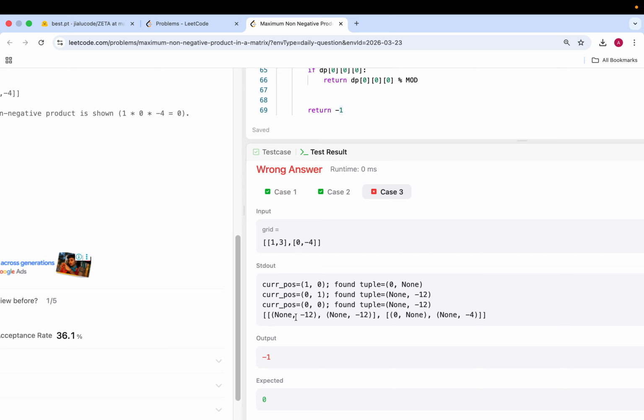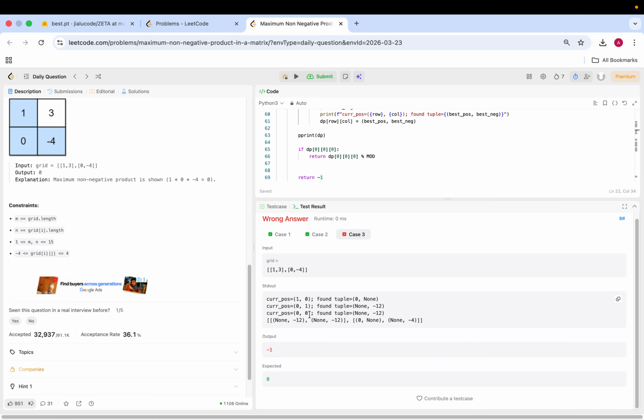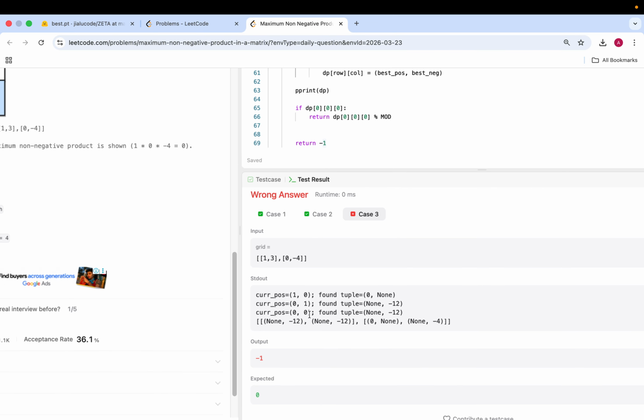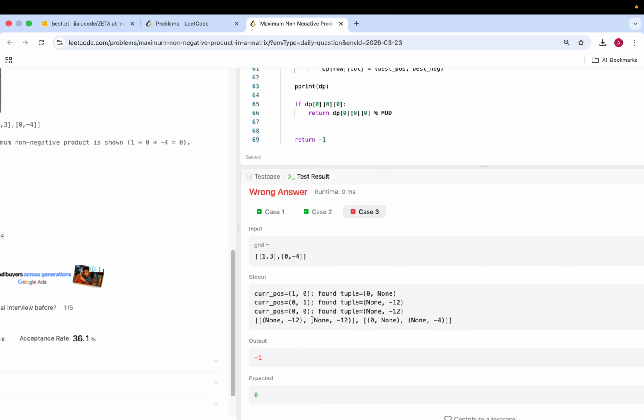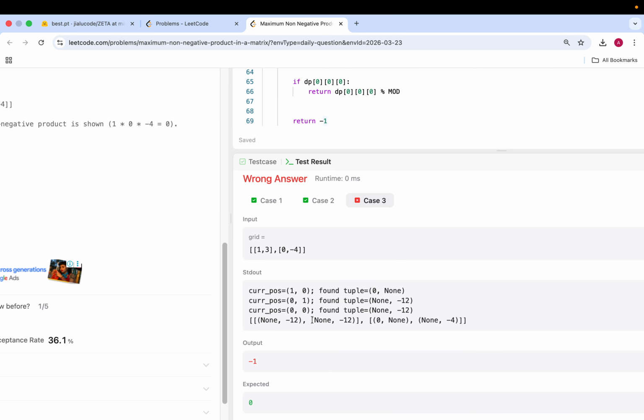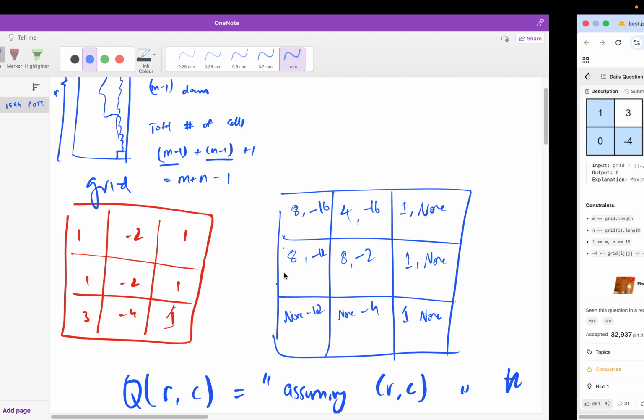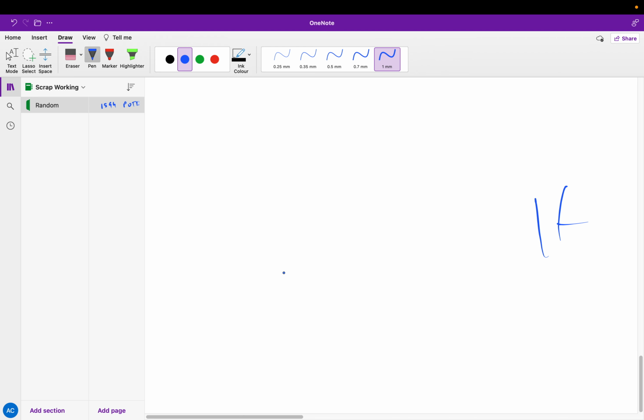Current position is 1, 0. Found the tuple at 0, none. Current position is 0, 1. So maybe my logic didn't work. Okay, so it's the last example: 1, 3, 0, minus 4.